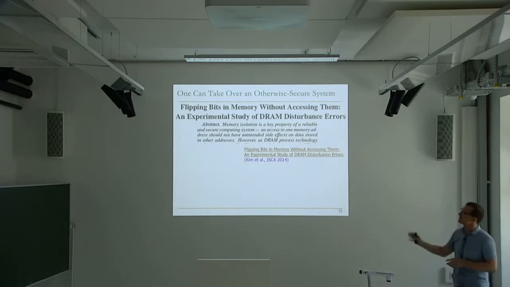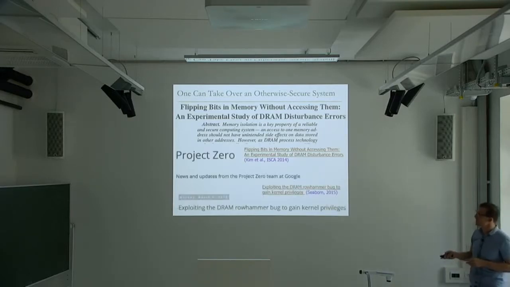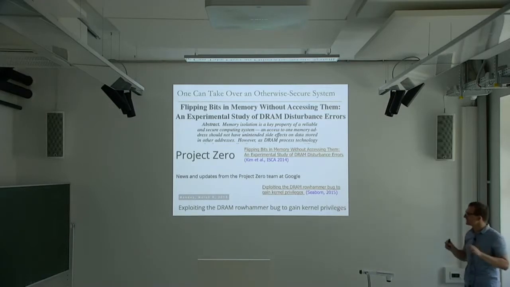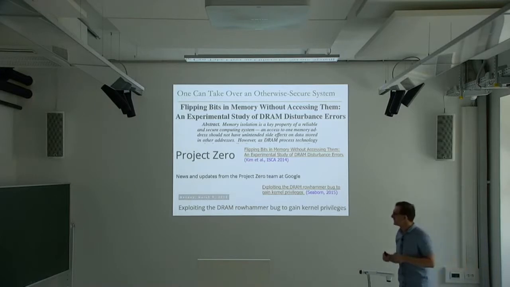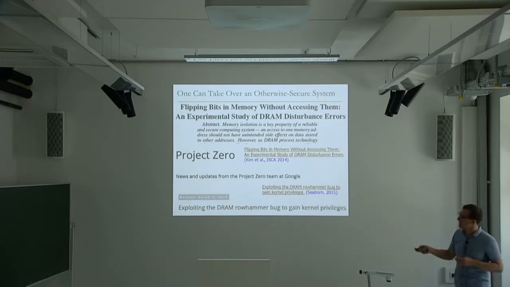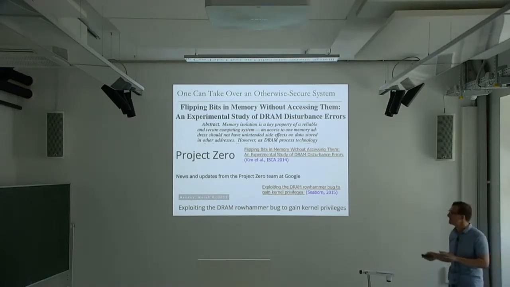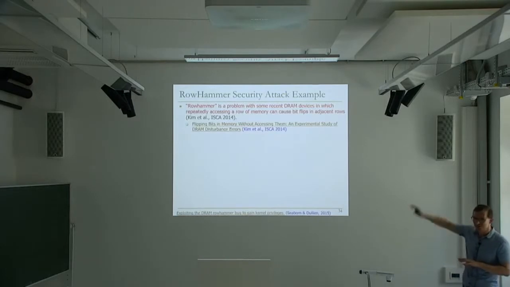And while we were looking into the attack, these good folks from Google Project Zero published a blog post that essentially showed what we said. They basically exploited, they call it the DRAM RowHammer bug. I don't like calling it a bug because I think it's really a fundamental failure mechanism. They exploited the RowHammer failure mechanism to gain kernel privileges. And this is beautiful security engineering. They did actually a great job. And all of these sentences are copied and pasted from their blog post.